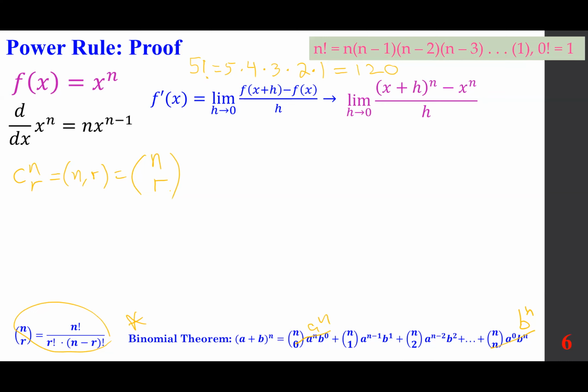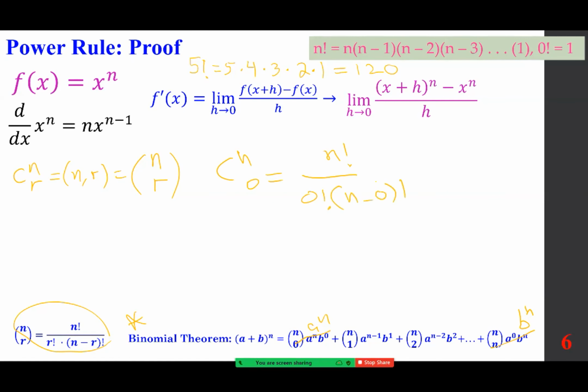So for example, if I want to look at C(n, 0), it becomes n factorial over 0 factorial times n minus 0 factorial, which becomes n factorial over n factorial, and it's equal to 1.